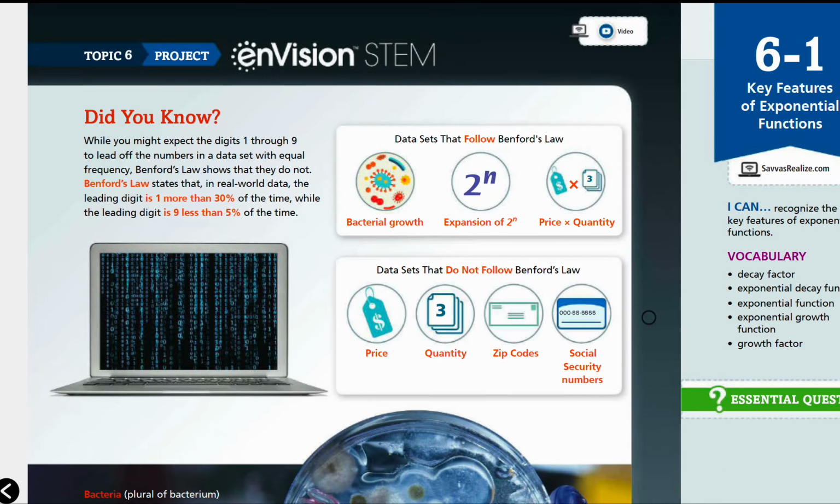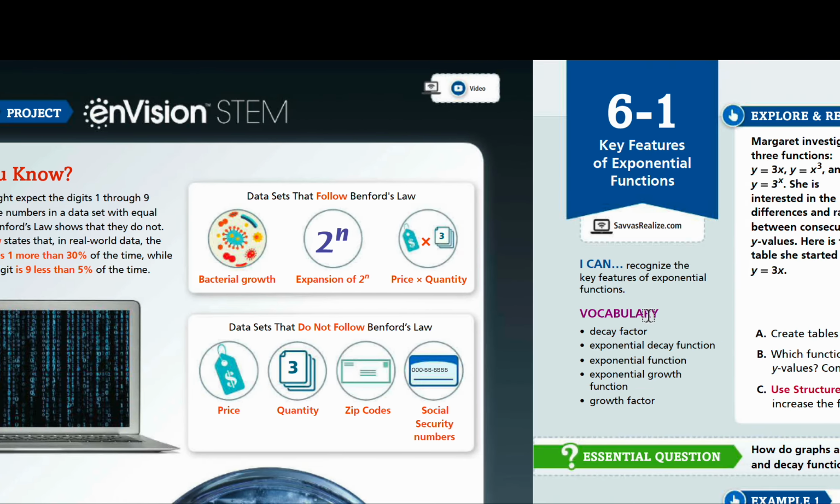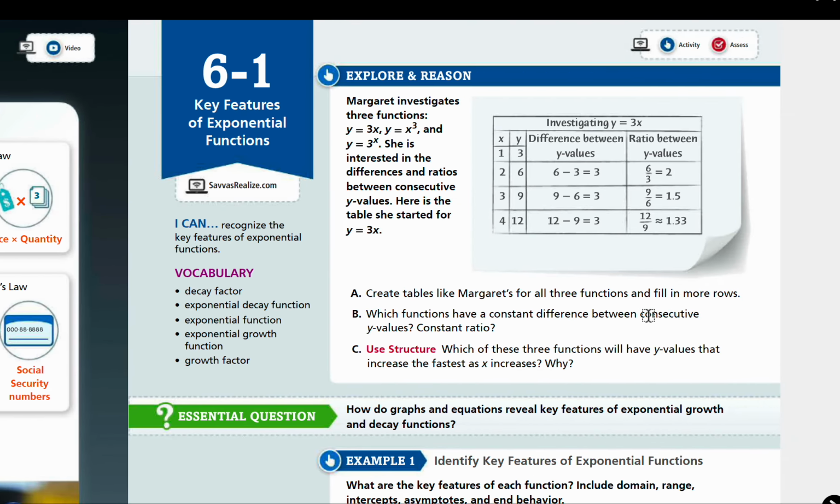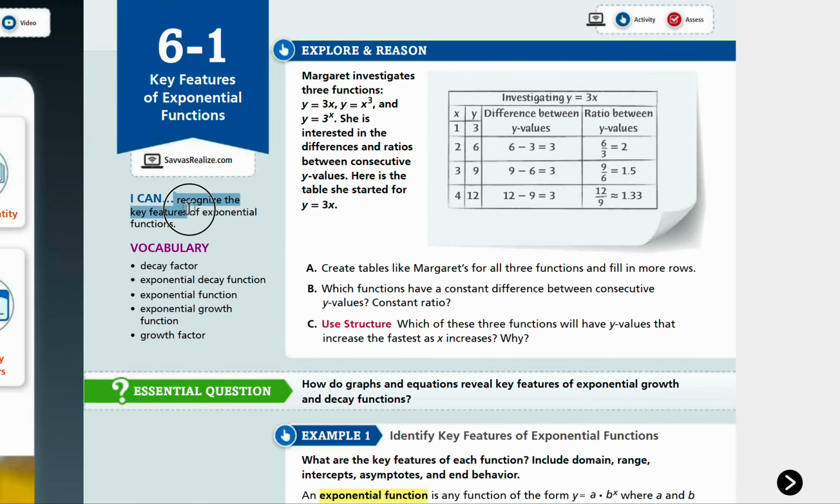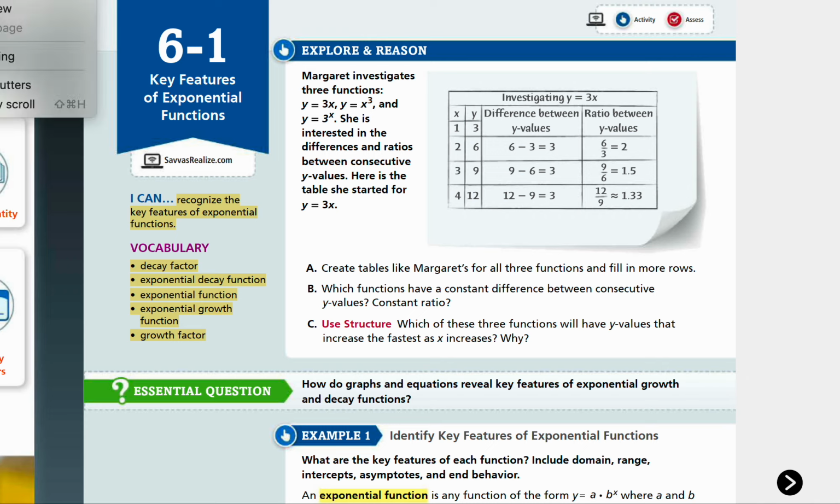So we are going to start with lesson 1, key features of exponential functions. In this lesson, we'll be able to recognize the key features of exponential functions. The lesson vocabulary involves decay factor, exponential decay function, exponential growth function, and growth factor. So let's start with explore and reason.